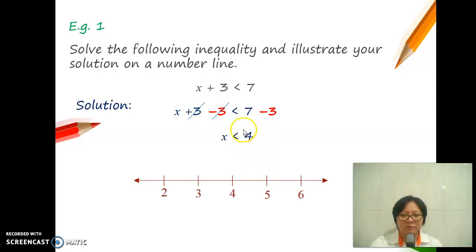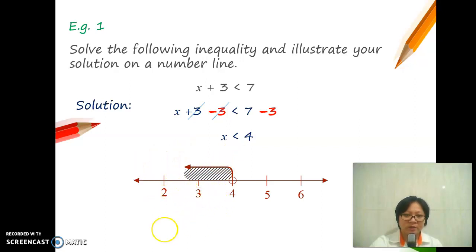Take a look at the number on the right side of the inequality sign, 4, and then use an open circle since the inequality symbol contains no equality. And then look at the inequality symbol again, and this looks like an arrowhead pointing to the left. So the solution is on the left region here.